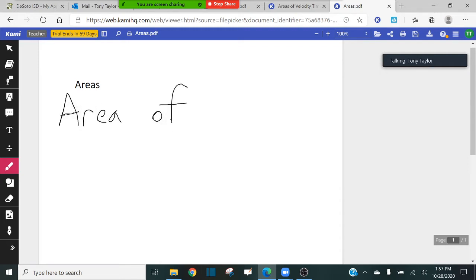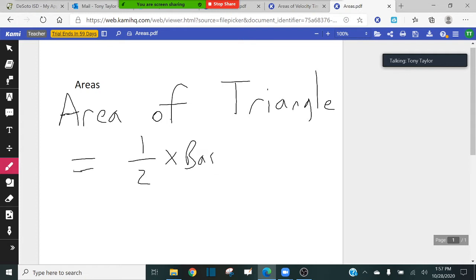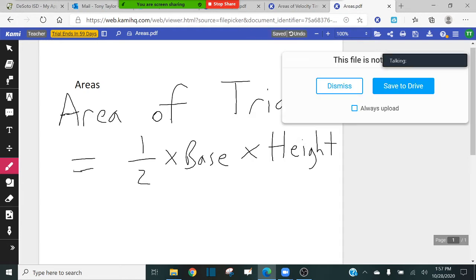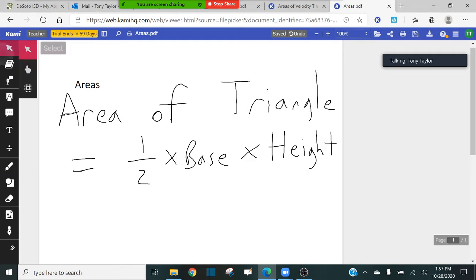The area of a triangle, as Michaela just said, is equal to 1/2 times base times height. So that's something you guys will need to know throughout this course. Again, y'all should have learned what that was in geometry.